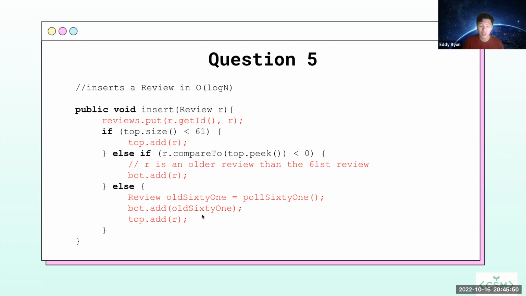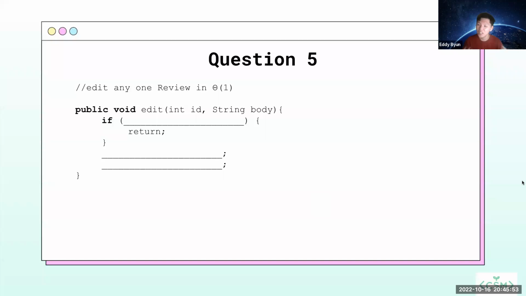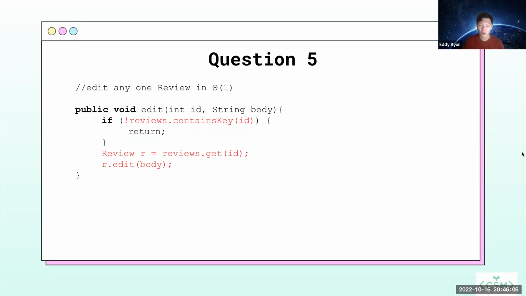Okay, so that's insert. Let's move on to edit. And again, let's take some time to implement this on your own, and I will spoil the answer in 3, 2, 1. So for our edit method, the first thing we need to check is if this ID is in our reviews hash map. If it's not in our hash map, then we just have to return out of the function. If it is in our hash map, what we do is we get the review from our hash map by calling reviews.get(ID). And then finally, we can call r.edit on body to edit the review.